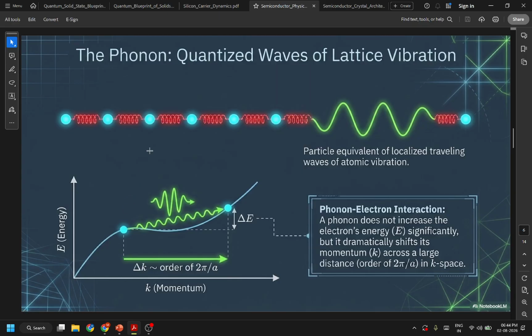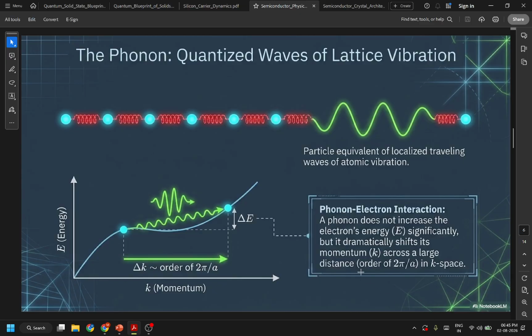Now we come to phonons, which are quantized waves of lattice vibration. Just as electrons are moving, the lattice vibrations can also be considered moving from one lattice point to another lattice point. So phonons are the particle equivalent of localized traveling waves of atomic vibration. So it's like electrons are particles behaving as waves; phonons are waves behaving as particles.